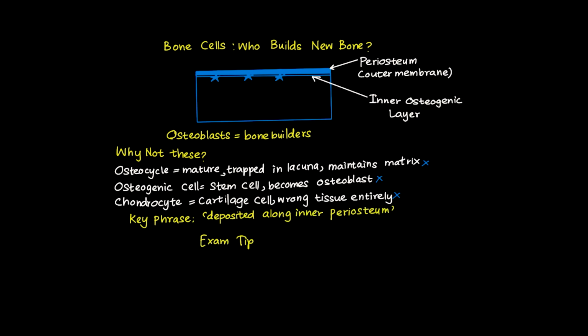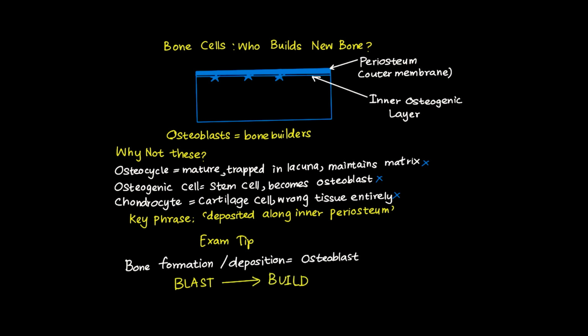Here's a WGU D312 OA exam tip for you. If a question mentions bone formation or bone deposition, look for osteoblast. The word blast means building. Osteoblast builds bone. Quick hook, blast equals build.